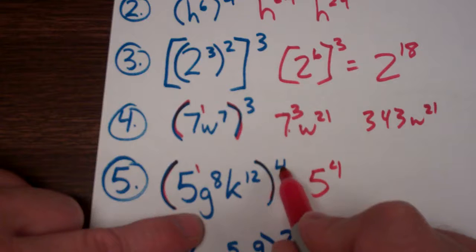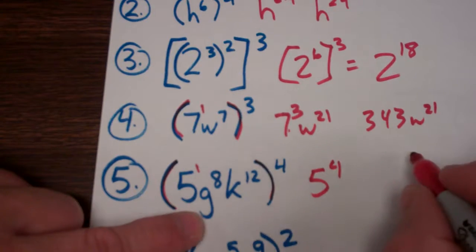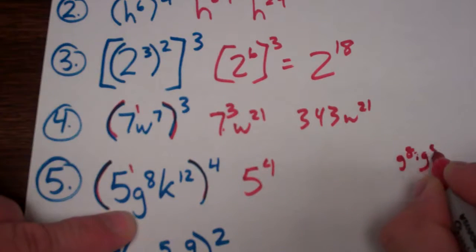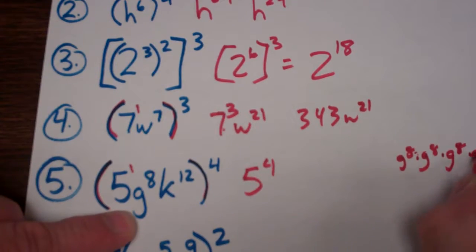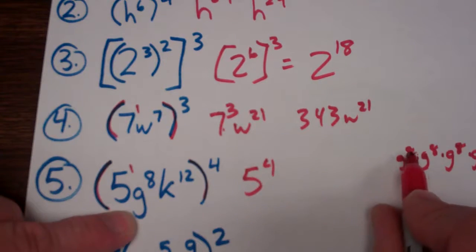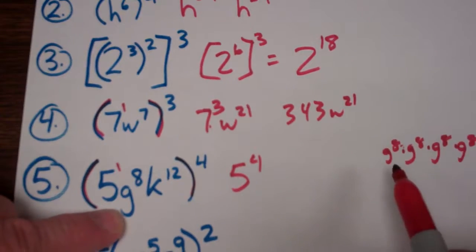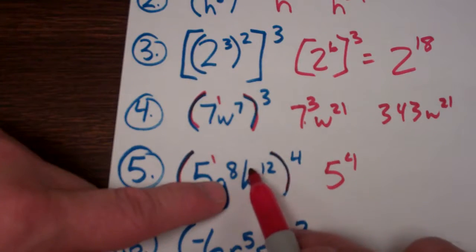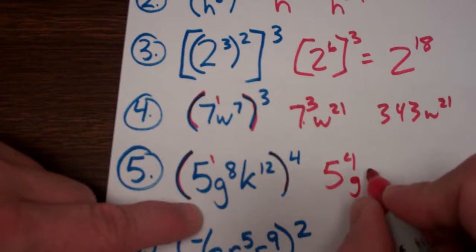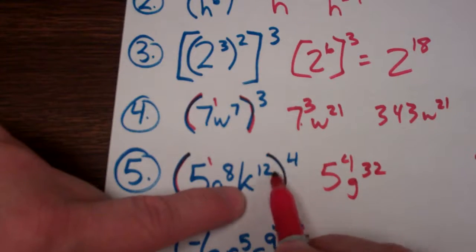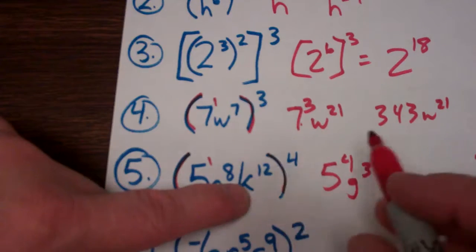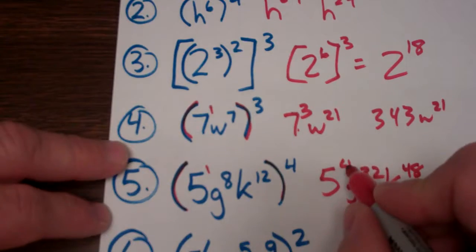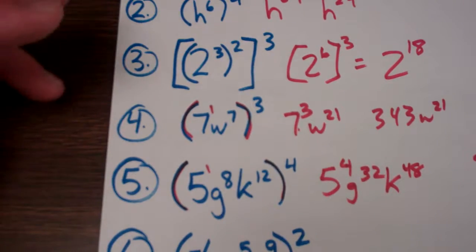G to the 8th to the 4th. Remember what that looks like. Write one out again so you see it. That would look like G to the 8th times G to the 8th times G to the 8th times G to the 8th, because it's G to the 8th to the 4th. So if I add them all up with my property we dealt with yesterday, I could add 8 four times, or we could do the shortcut that we learned today. 8 times 4 is 32, so I have G to the 32nd, and K to the 12th to the 4th. Once again, multiply the 12 and the 4, and you get K to the 48th power. So that'd be 5 to the 4th, G to the 32nd, K to the 48th.